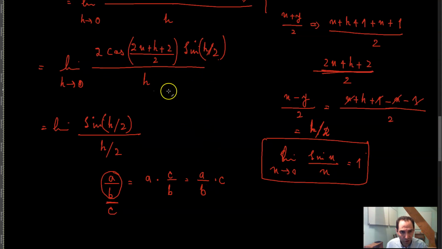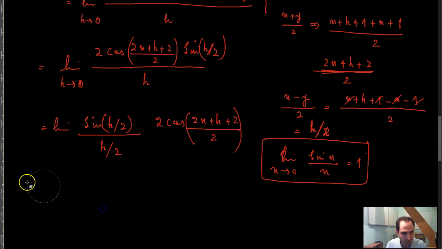Now since I have added this 2 in the denominator, that means that I have multiplied this whole fraction by a factor of 2. So then I divide by 2 as well, so that the effect is cancelled out. So I write this as, previously I had over here times 2 cos of (2x plus h plus 2) divided by 2, and so to cancel out the effect of this 2, I divide the denominator by 2. So I am taking the limit of this whole thing as h tends to 0.